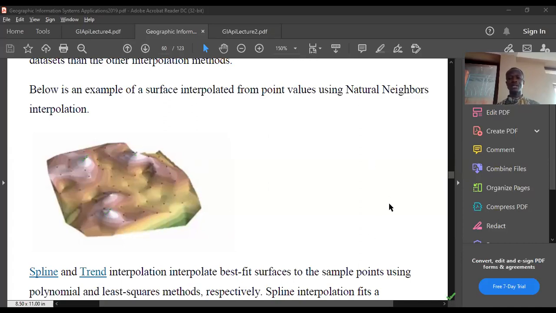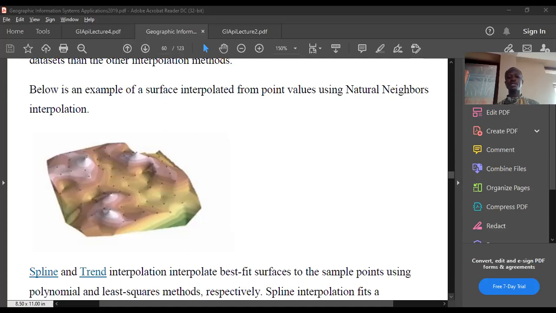All right. So like I said, it's not only the inverse distance weighted interpolation that we can make use of. We can also make use of nearest neighbor. We can talk about a spline. We can use the spline. We can use trends to also do that.